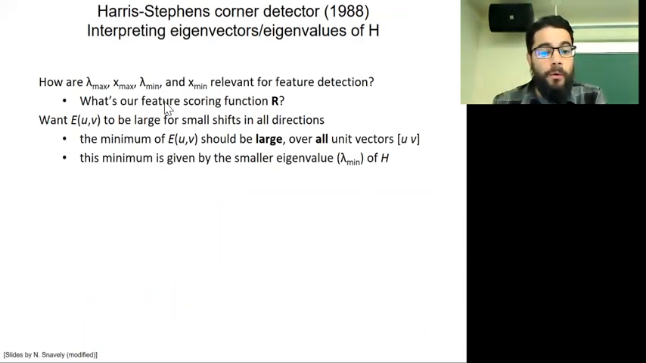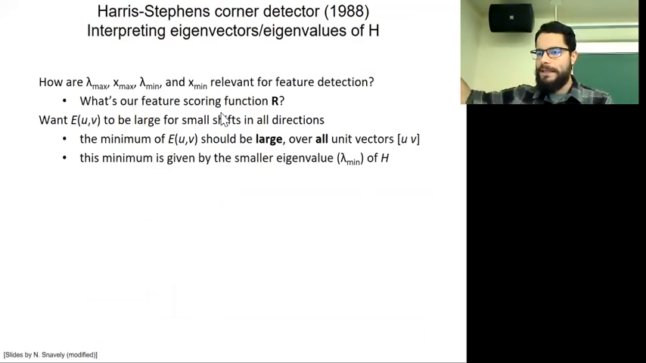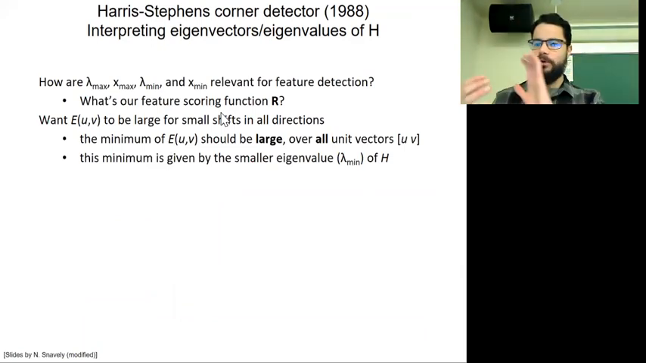Okay, so now what is going to be our scoring function? We already know what the eigenvalues represent, and we want to find a systematic way, a function that is going to consider the eigenvalues, and based on its value, it's going to tell you if this is a corner, if this is an edge, etc.